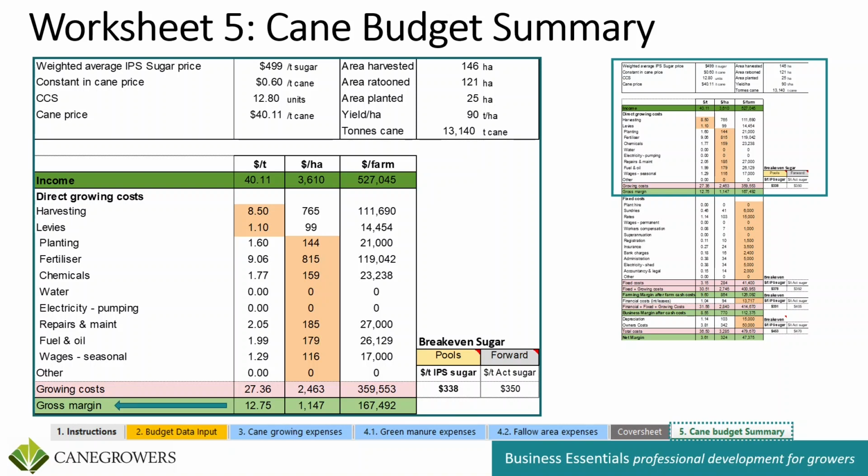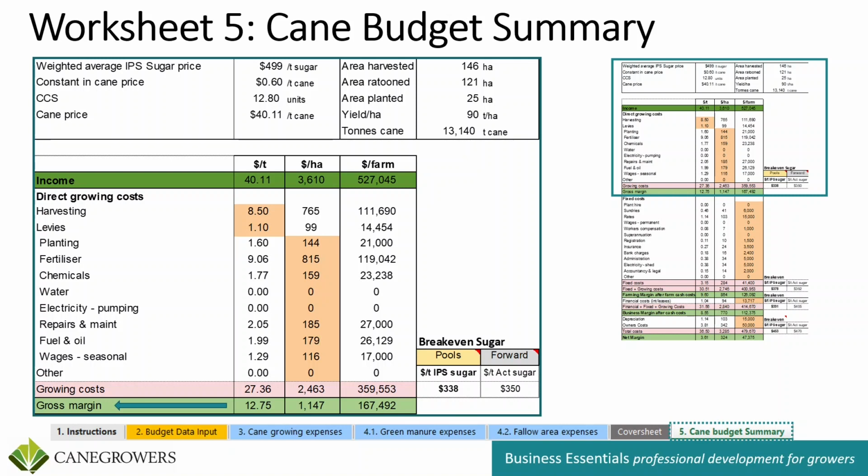Productivity and prices for each crop will vary within and between seasons, which can significantly affect gross margins. So, in making decisions on crop mixes, it is advisable to undertake a sensitivity analysis and to get a sense of the relative profitability under different scenarios.